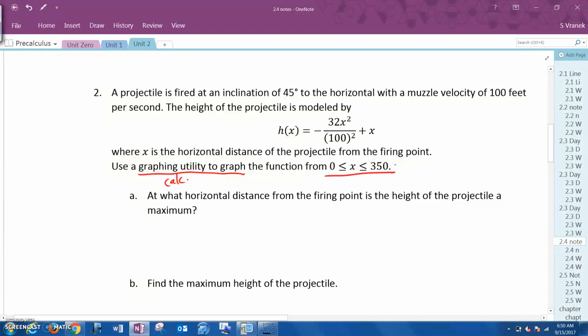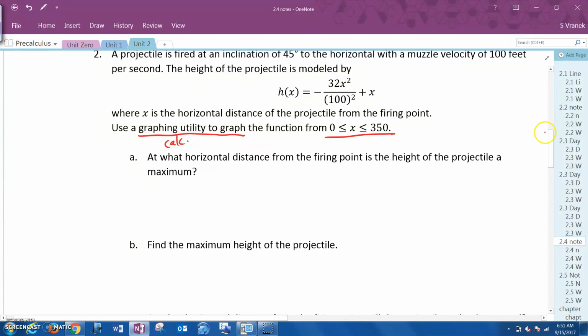And this is telling you already your domain. So anyway, what's happening here is we have a projectile that's fired at an inclination or an angle of 45 degrees with a muzzle velocity of 100 feet per second. What's nice about this problem is I already give you the equation. So you do not need to do what you did in part A and come up with the missing equation. This is literally just plugging into your calculator.